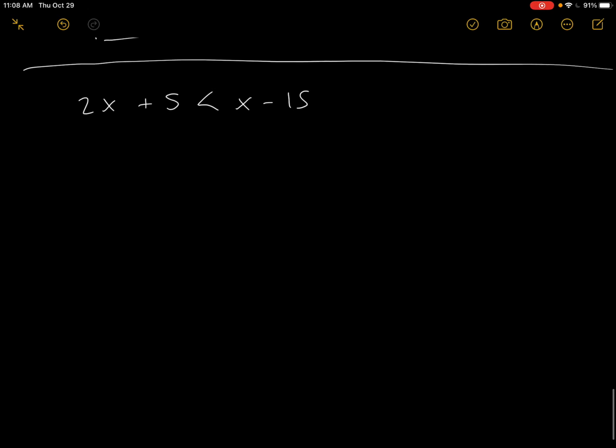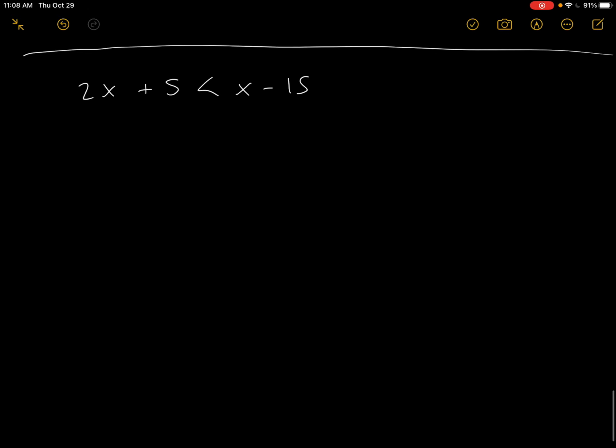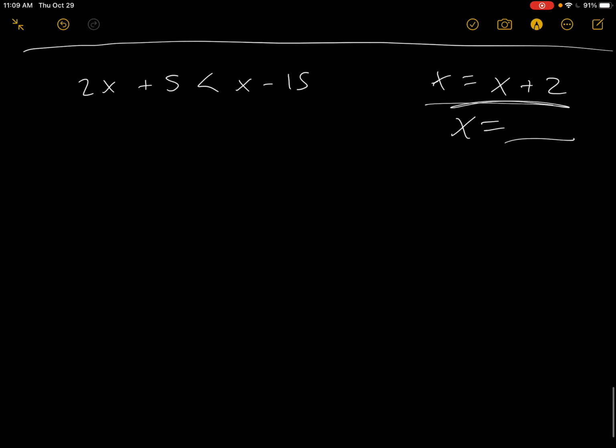Okay, so this time we have variables on both sides. If you remember, when we have an equation, what we want to do is get rid of the variable on one side, because we can't have something like x equals x plus something. We want to actually solve for x. So that means we need to get rid of the x on one side. So I'm going to get rid of this x here.